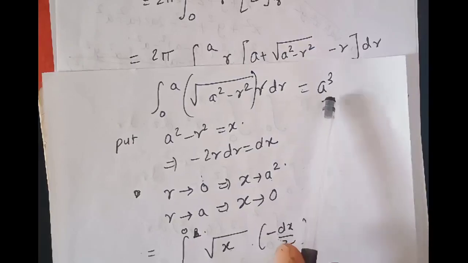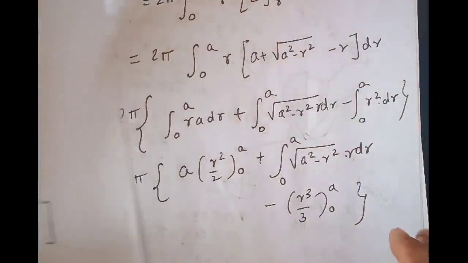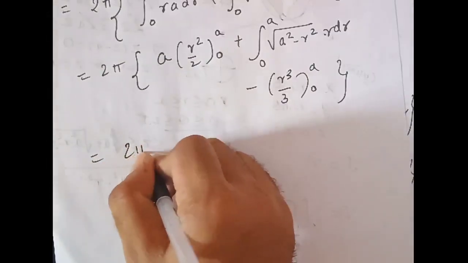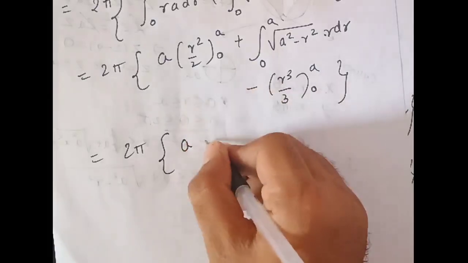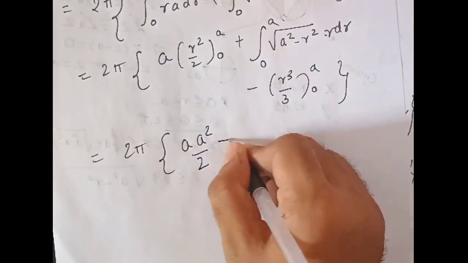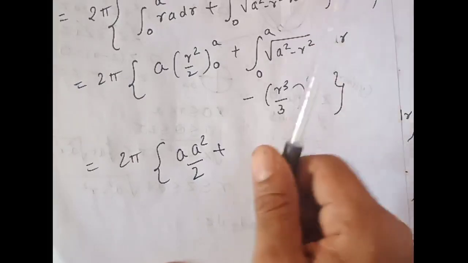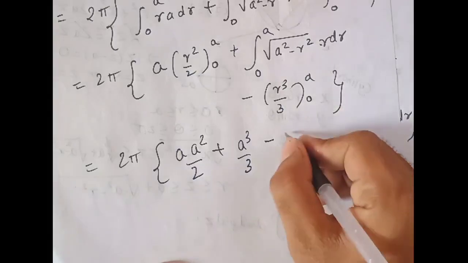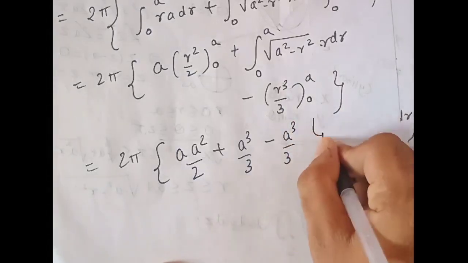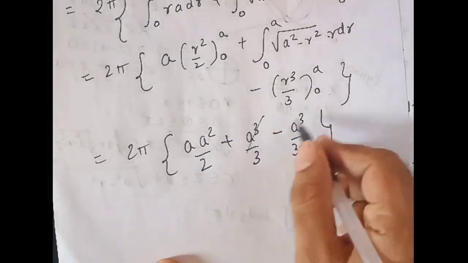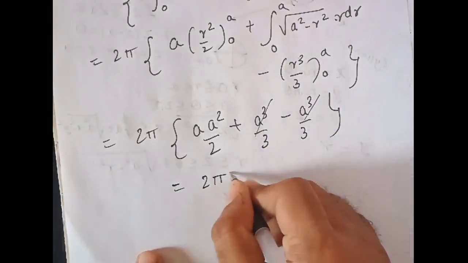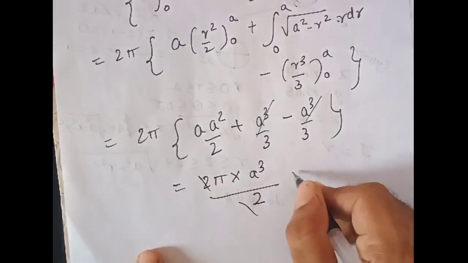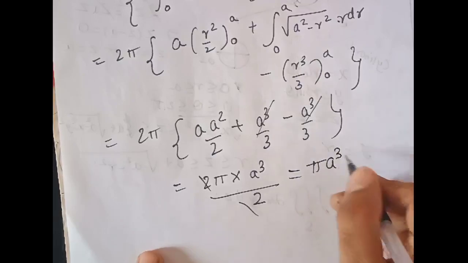So now we are going to put it over there. So this is equal to 2π, this is a, and upper limit that is a²/2, plus this part we evaluated is a³/3, minus this part also we evaluated, that is a³/3. Okay, so they will cancel, and we will get 2π into a³/2. So 2 gets cancelled, and the final answer is πa³.